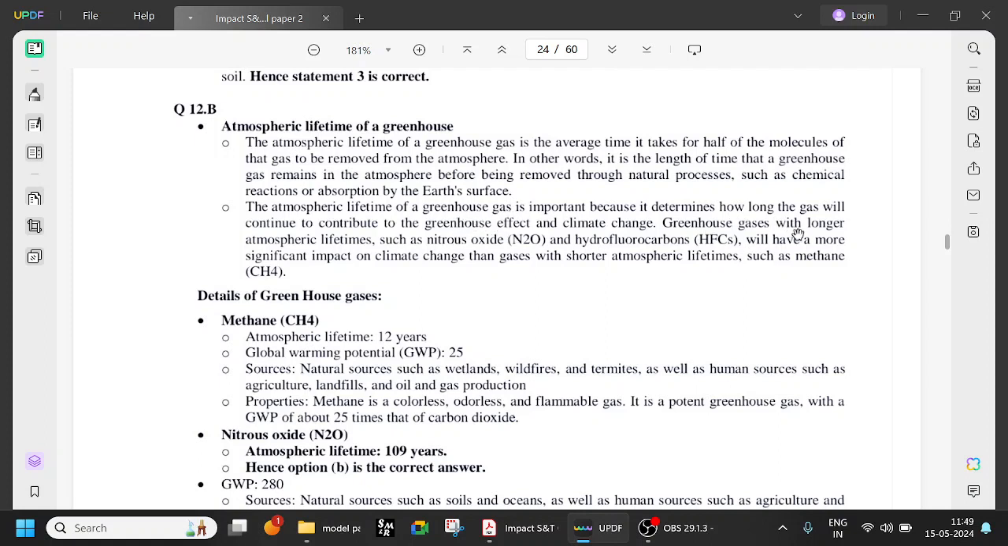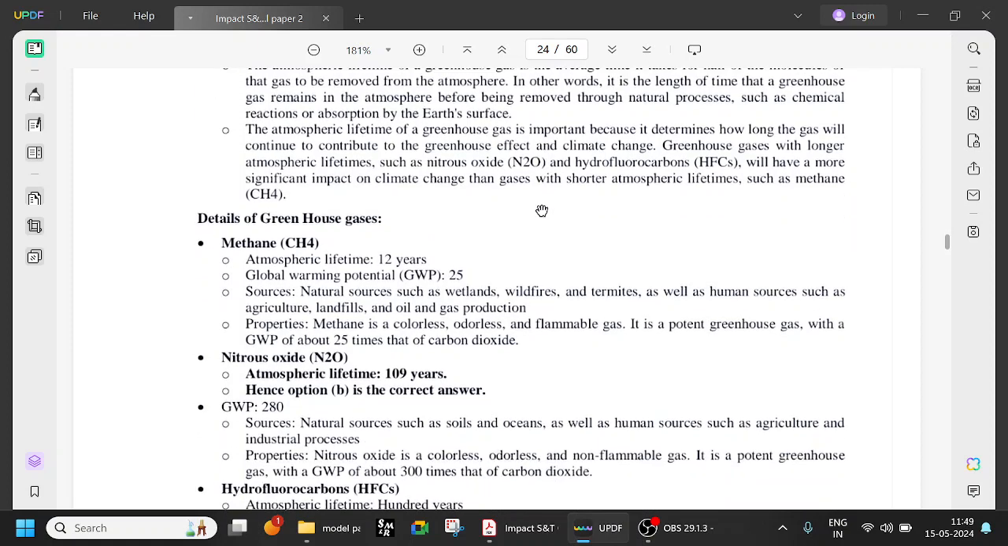So greenhouse gases with longer atmospheric lifetimes, such as nitrous oxide and hydrofluorocarbons, will have a more significant impact on climate change. So we will have to devise better methods to remove these first, because they are going to stay in the atmosphere for longer periods of time.